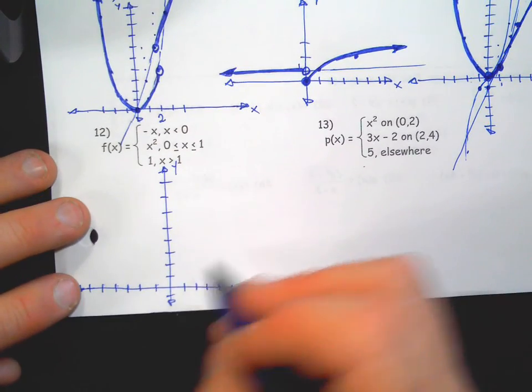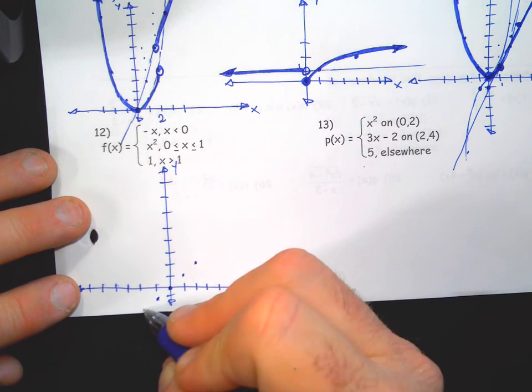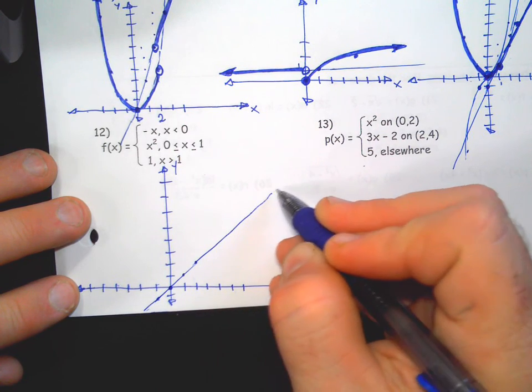So we have a negative line. Goes through 0, 0, up 1 over 1, up 1 over 1, down 1. So that's one of your graphs.